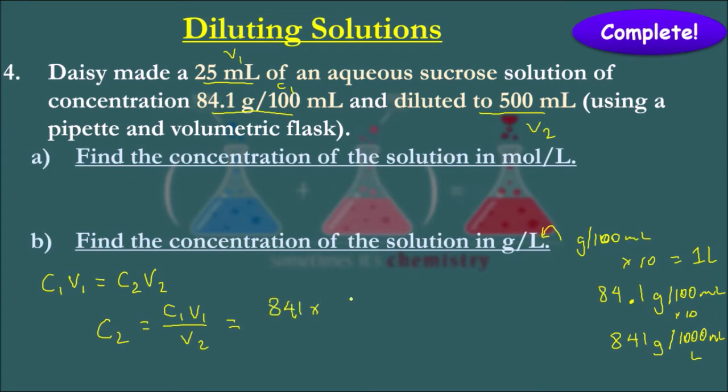I multiply that by the volume, which was originally 25, so 25 times 10 to the power minus 3 liters. And then we also have the volume we're diluting it to, which is 500 times 10 to the power minus 3 liters. And we get approximately 42 grams per liter. Okay, so that one there is done pretty smoothly. Hopefully that was straightforward enough for you.